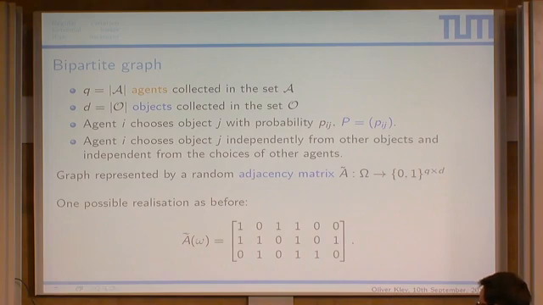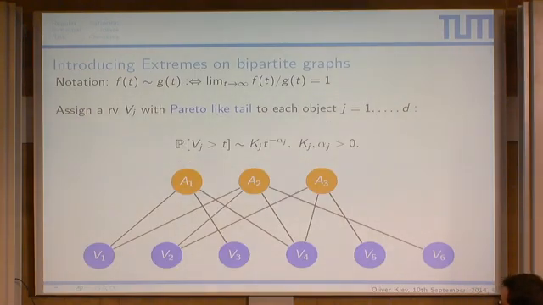Yeah. Okay. So one realization of the random graph can, of course, be represented by such a matrix of ones and zeros, indicating that agent 1 insures object 3 and 4, but not 5 and 6. Okay, so before I introduce the extremes on this bipartite graph, I introduce the notation f tilde g.